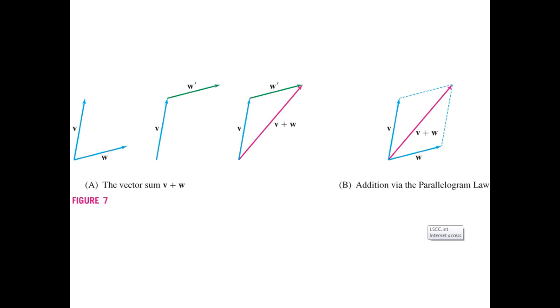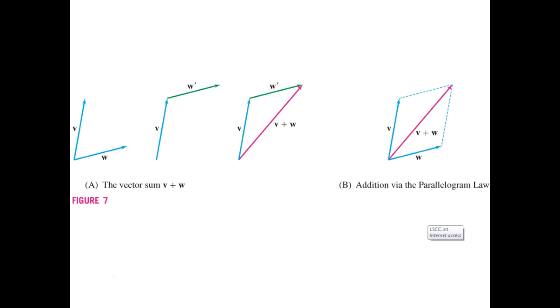Now that form of addition, using graphical means to add vectors, is sometimes called the parallelogram law. In other words, draw your V and W, then draw a line parallel to V and a line parallel to W, and then the diagonal from the common base point to the opposite point of that parallelogram will be your sum.